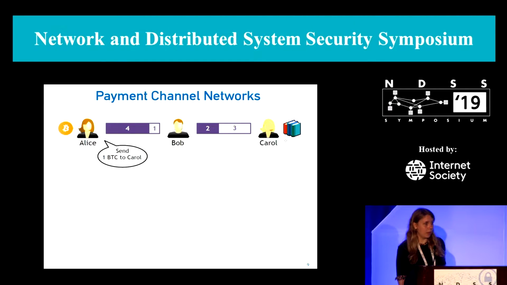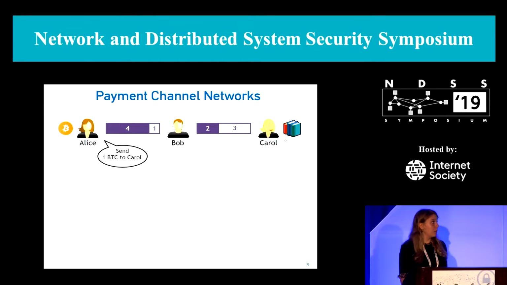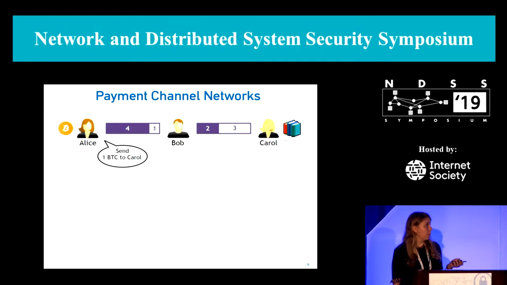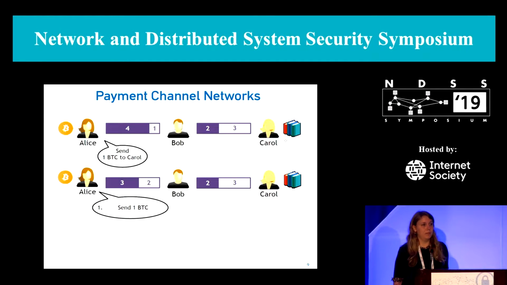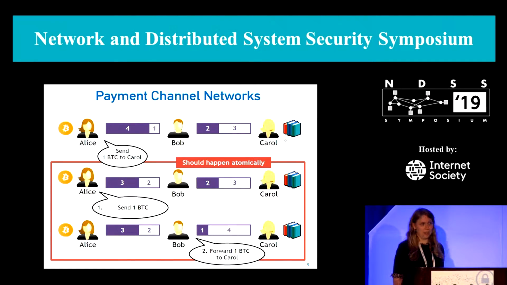So when we have the scenario where Alice wants to pay a Bitcoin to Carol, and they both share a payment channel with Bob, then we want Alice to be able to do a transfer to Bob, and Bob then forwards this payment to Carol. But of course, when we do that, we should be careful that Bob does not just run away with the money. So we somehow need to ensure that this happens atomically.